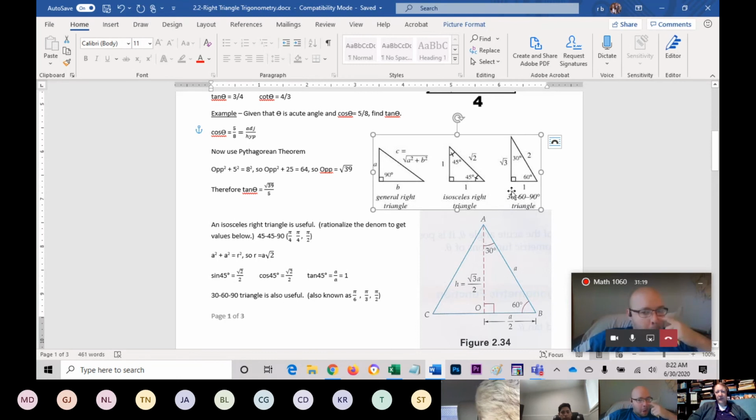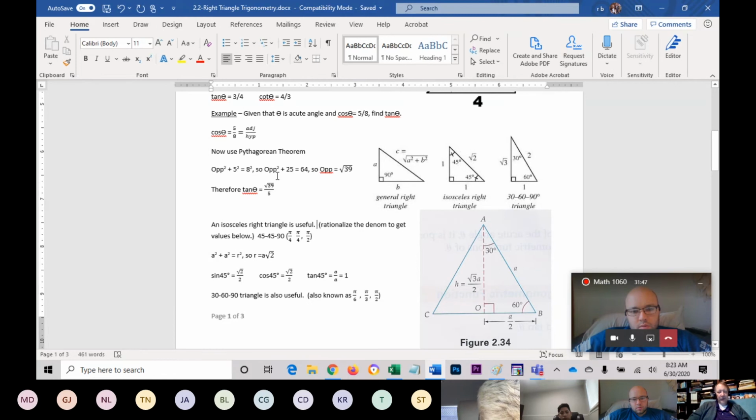So this one's kind of interesting because the short side, opposite of your 30, is length 1, and your hypotenuse is length 2, then your adjacent side is square root of 3. So those can be useful. So let's talk about this middle triangle here, the isosceles right triangle.